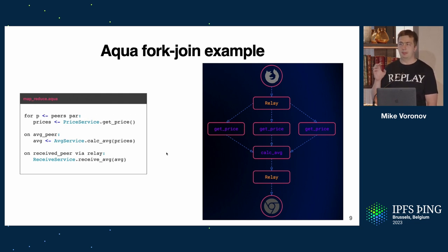Or, for example, have a BFT consensus or whatever on a lot of values there, and then transmit the result back to our peer. How should we do that? On the last part of the slide, you could see 6 lines of code that solve this problem. It's written in our language called Aqua, that's built on pi calculus.